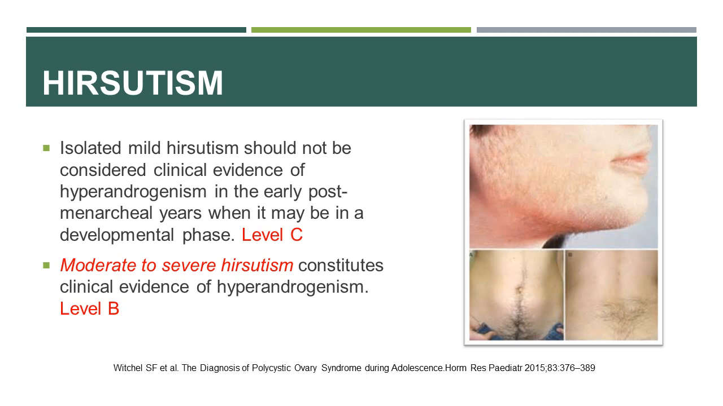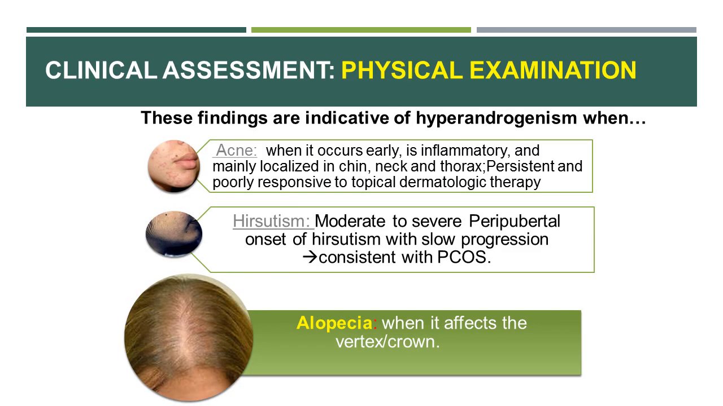Isolated mild hirsutism should not be considered clinical evidence of hyperandrogenism in the early postmenarcheal years. Moderate to severe hirsutism constitutes clinical evidence of hyperandrogenism. Another clinical manifestation of hyperandrogenism is alopecia, especially when it affects the vertex or the crown area.